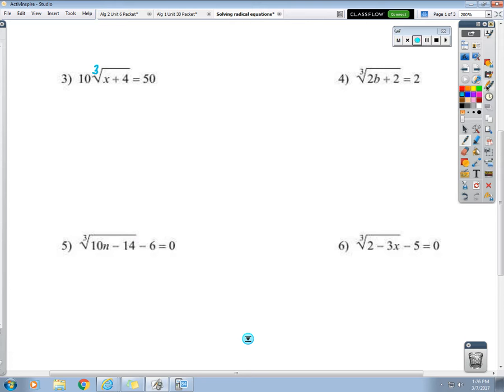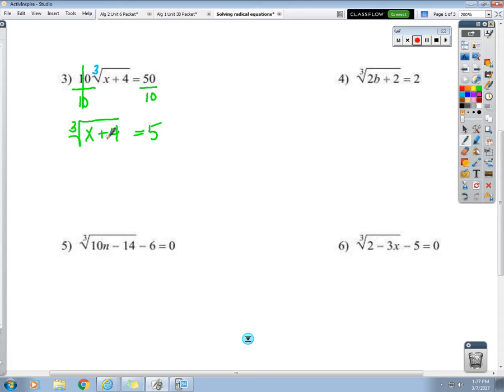So the first thing you should have done, please stop talking, was move the 10 to the other side. The 10 is touching the cube root, which means it's being multiplied. So the inverse operation of multiplication is division. Okay, those now cancel out, and on the left side of the equation, you're left with the cube root of x plus 4, and on the right side, you now have 5.